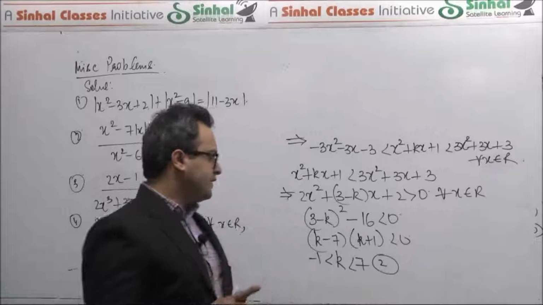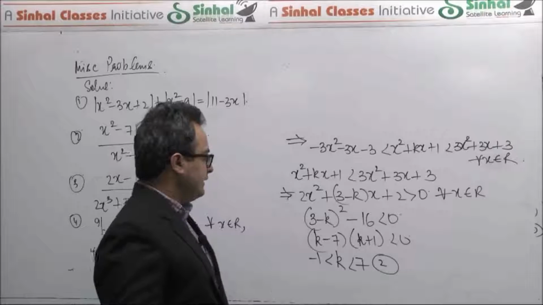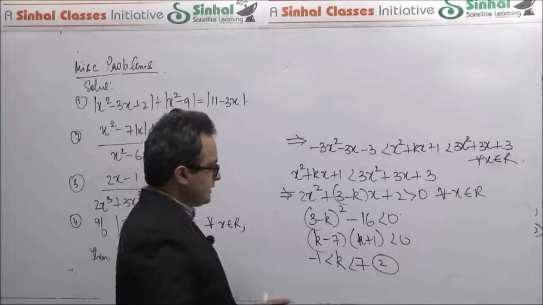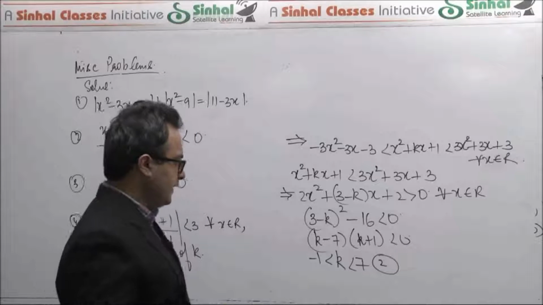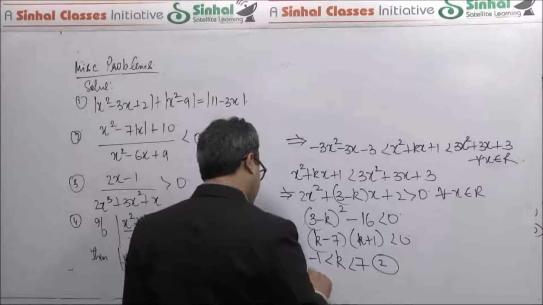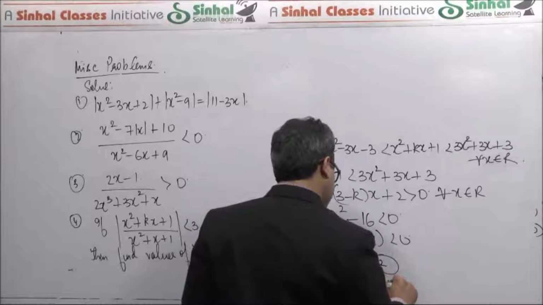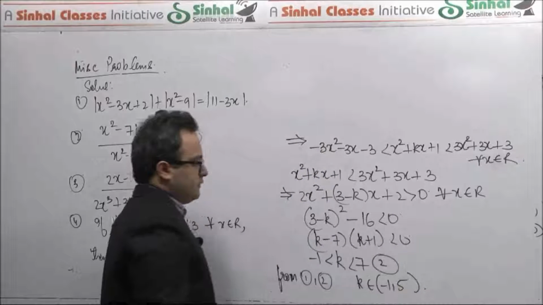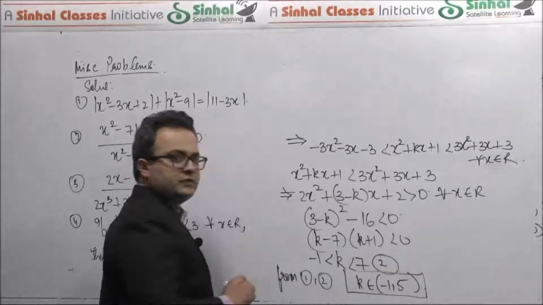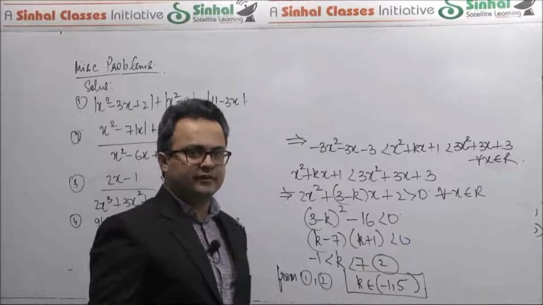intersection. So the first set was values of k between minus 11 and 5, and these are values between minus 1 and 7. So the intersection will obviously give you minus 1 to 5. So the final answer is that k can take values between minus 1 and 5.